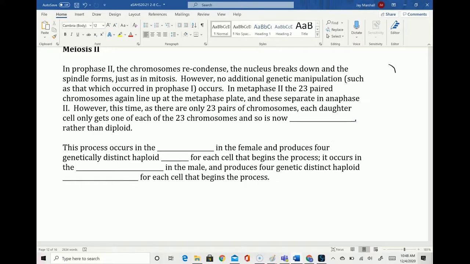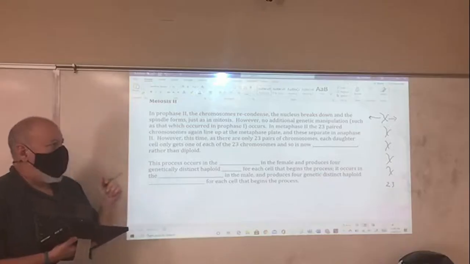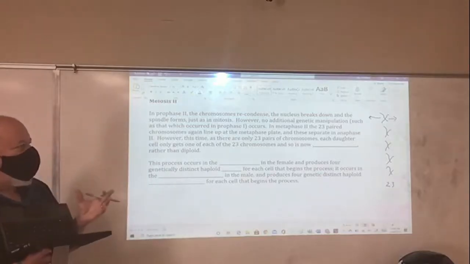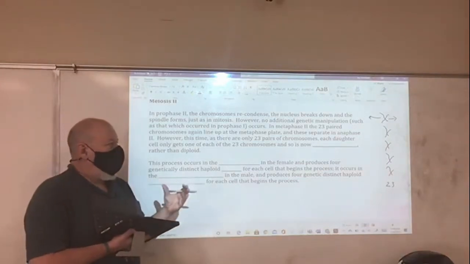Okay, so now I have 23 pairs of chromosomes, and each daughter cell gets one chromosome. Okay, one of the 23. I am now haploid, right? Each of the 4 daughter cells that result are now haploid.